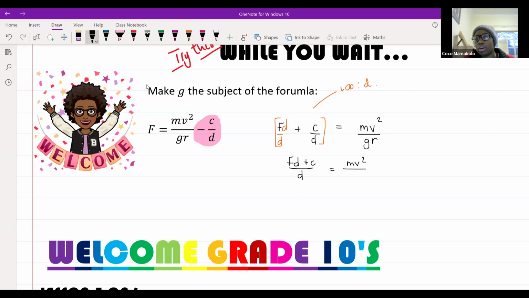MV squared over GR. Now, I know that the G is in the bottom, and I want it out of the bottom, so I'm going to multiply both sides by GR. Those two will cancel. So I'm going to end up with GR multiplied by FD plus C over D is equal to MV squared. Now, the MV squared part is not a problem for me at all.